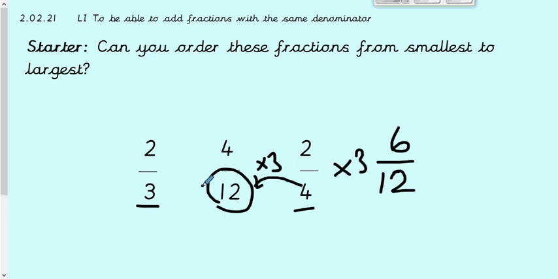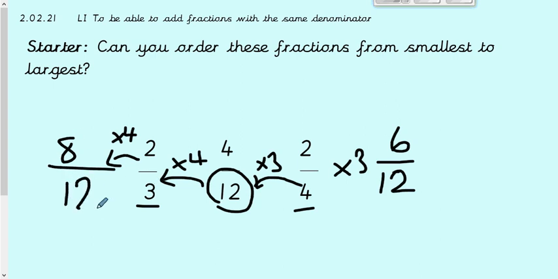And then for this one, to get from 3 to 12, you can times it by 4. So we're going to times it by 4. So 2 times 4 is 8, and then 3 times 4 is 12. So we have 8/12, 4/12 and 6/12.